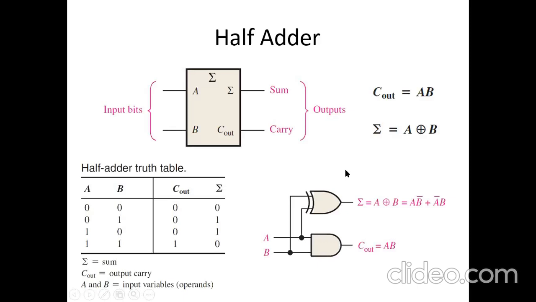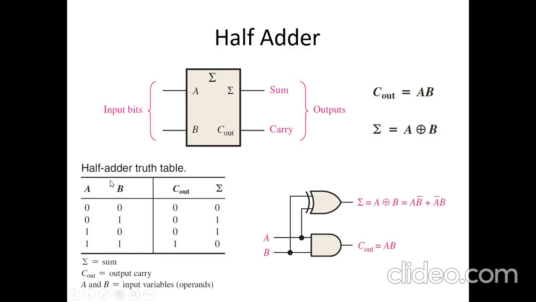Now, I will start with the half adder. So what is a half adder? A half adder is a function which performs a sum operation of 2 bits. It takes 2 input bits and sums them, producing the sum output and the carry out output. The sum output is defined by the exclusive OR function of the 2 input bits A and B, while the carry out is defined by the AND operation between the inputs A and B.